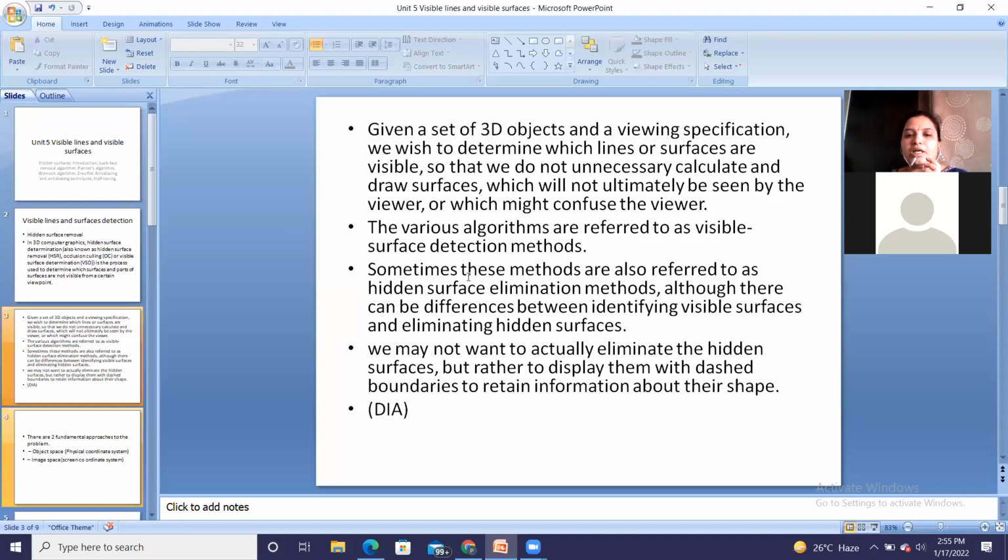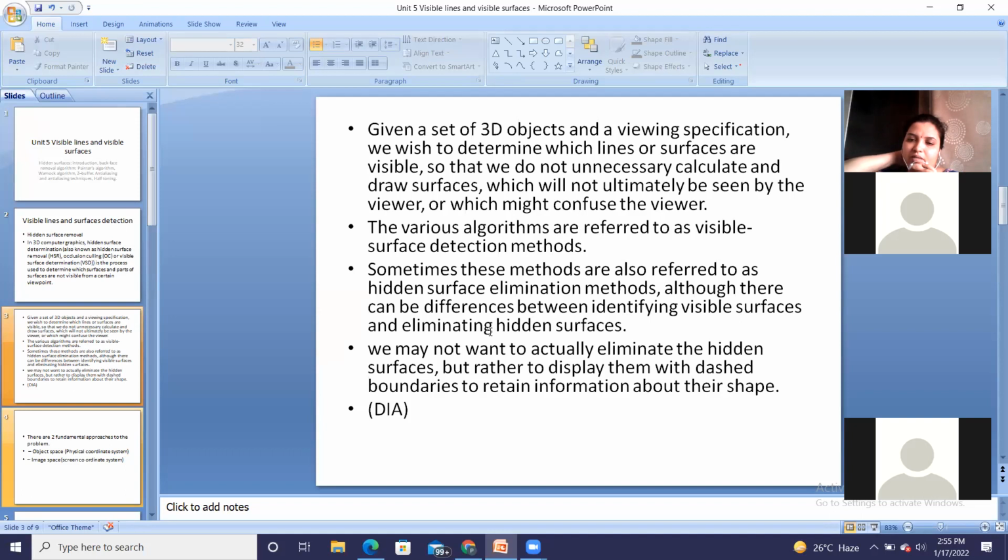Next, sometimes these methods are also referred to as hidden surface elimination methods. It is one and the same thing. We are finding out the visible surfaces, which means at the same time we are removing the hidden surfaces. Although there can be differences between identifying visible surfaces and eliminating hidden surfaces. So we can have differences between these two methods.